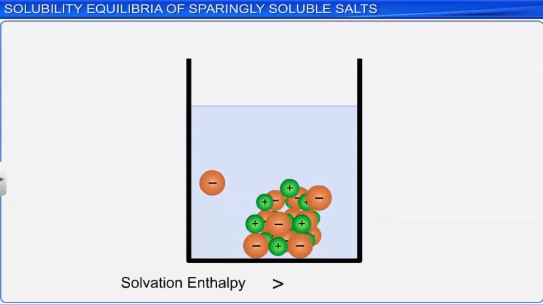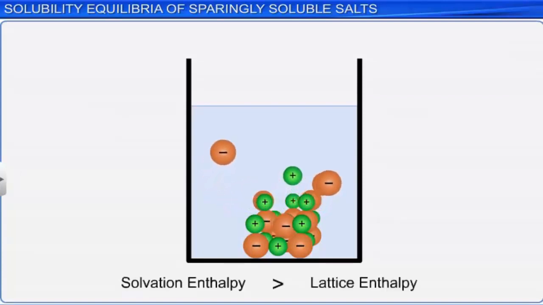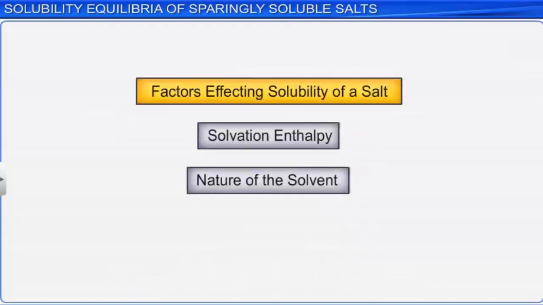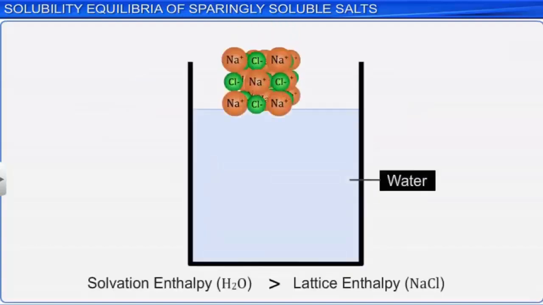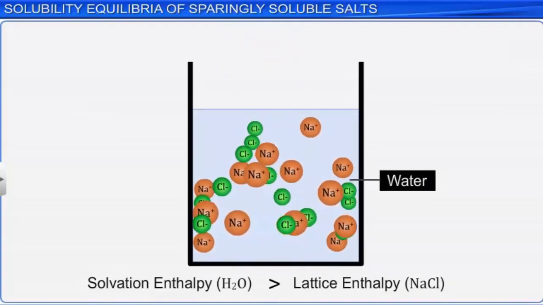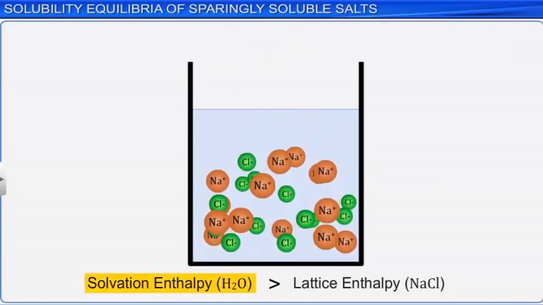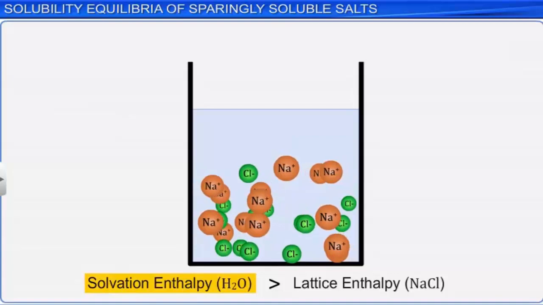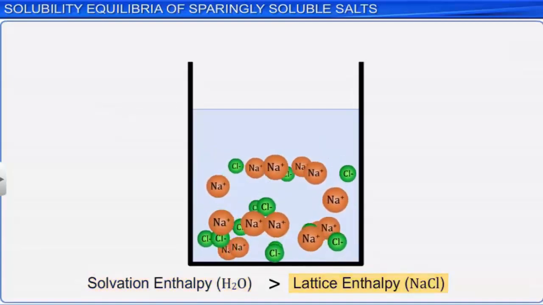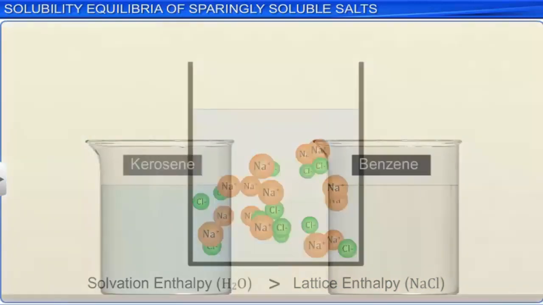A salt is soluble in a solvent only when the solvation enthalpy is higher than the lattice enthalpy of the salt. That is, the solubility of a salt depends on the amount of solvation enthalpy, which in turn depends on the nature of the solvent. For example, sodium chloride is highly soluble in polar solvent, water, because the solvation enthalpy of water is sufficiently high enough to overcome the lattice enthalpy of the sodium chloride salt.